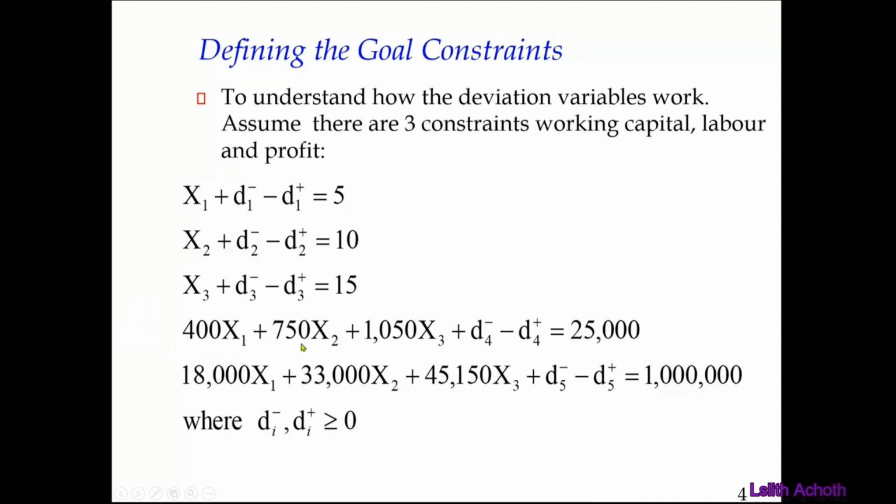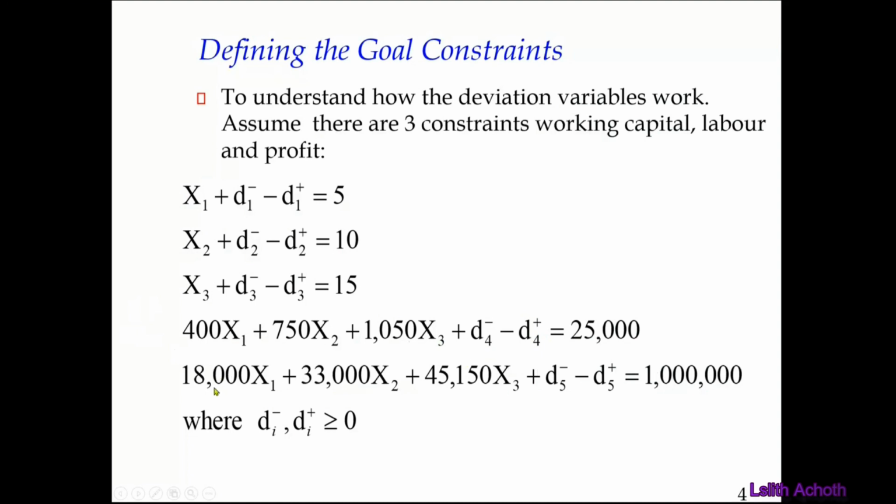So 400x1 plus 750x2 plus 1050x3 plus d4 minus d4 with a positive superscript equal to 25. Now let's assume that this should be greater than 25. So it's a soft constraint. I want 25, and anything more than that will be great. I want greater than 25. In order to make it greater than 25, this deviation should take a value, like I demonstrated over here, and this deviation should be 0. So in my objective function, when I do goal programming, I will minimize this and not this, because this I want to maximize.